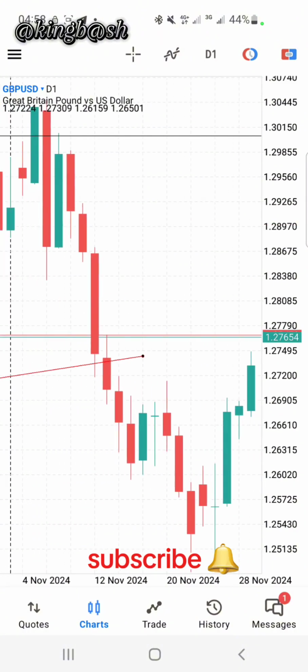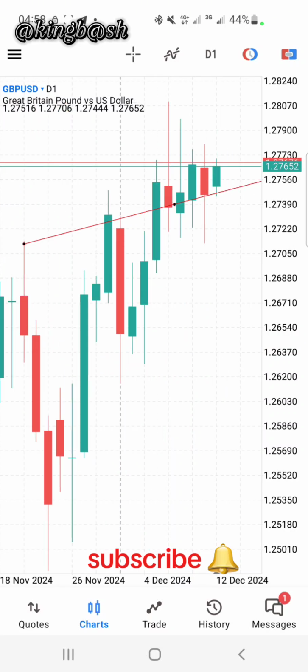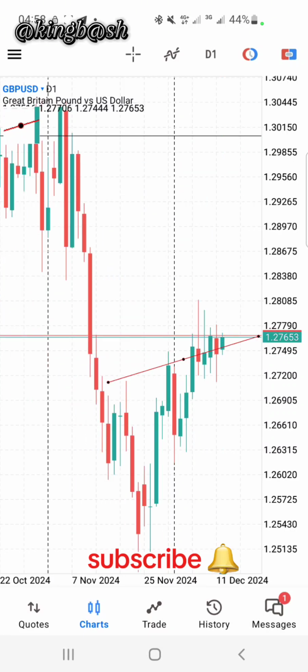This is what we call a market structure shift. It's a sign that the market is about to start shifting, changing its position. Now you can see from this point here, exactly. So you see, after price broke this zone here, this high here, price closed above it.